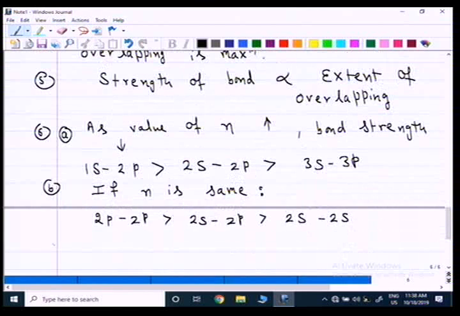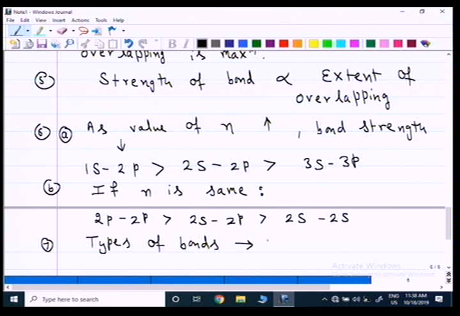Then number 7, types of bonds. Guys, there are 2 types of bonds that will be formed. Number 1, sigma bond, represented by this one, and number 2, pi bond, represented like this. Okay. Please do copy it and confirm once after copying that. And after that, you can copy those diagrams.